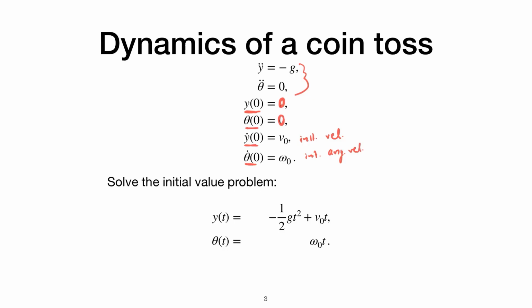Given these 2 numbers, I can now predict exactly what the trajectory of the coin is. I actually have the height of the coin as a function of time, and I have the angle that the coin makes with the horizontal axis as a function of time. And you see that these 2 quantities only depend on the initial velocity and the initial angular velocity of the coin.